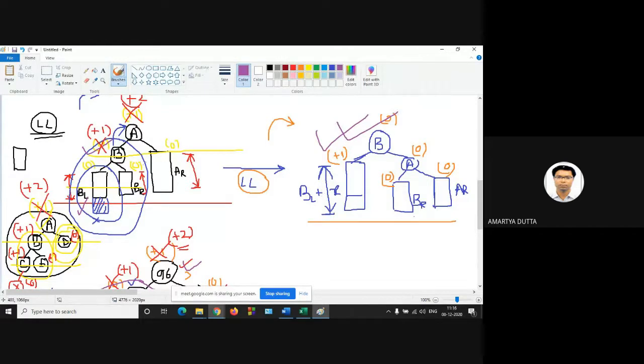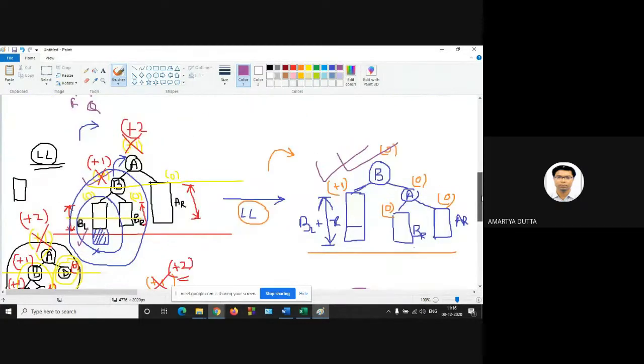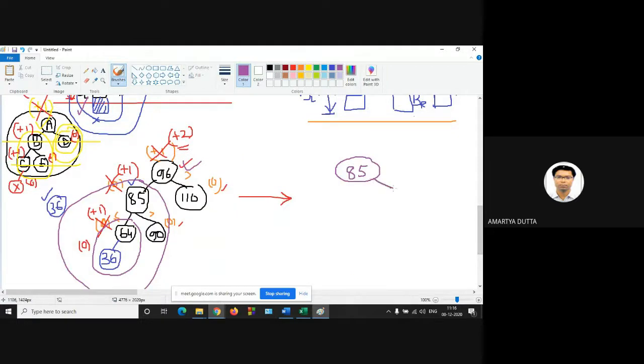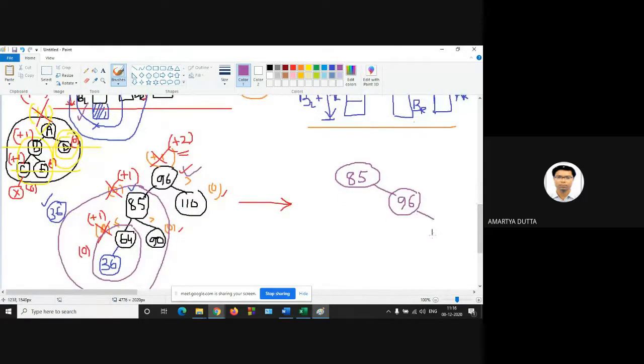Now you have to make a rotation in this form. So what will be the new root? Anyone? 85. 85 is the new root. Yes, very good. Now B is the new root. Now the right side of B is A. So the right side of 85 is 96, sorry, 96. Now the right part of 96 is AR. So 110. Okay.